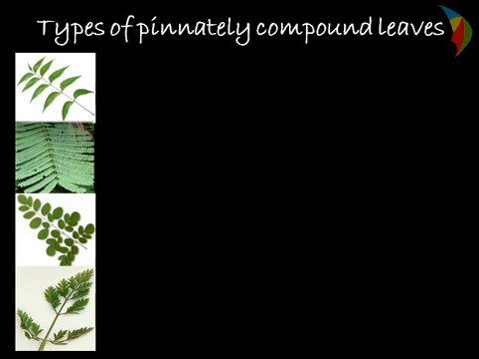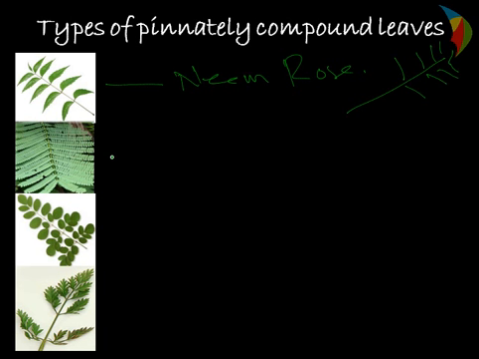The pinnately compound leaves are also of many types, like in the case of neem or rose. The leaves are on both sides of the midrib. This is the way the arrangement of leaf is, and that is called unipinnately. The second is bipinnately.